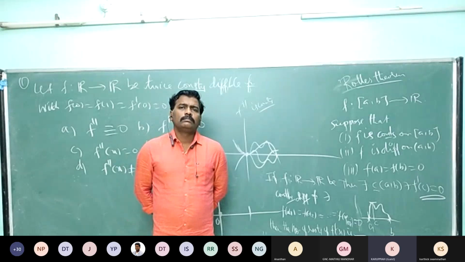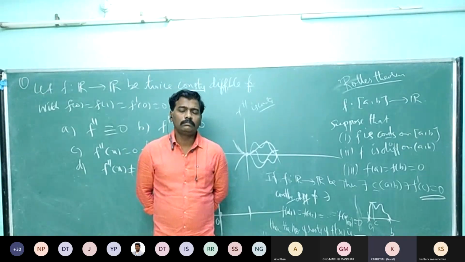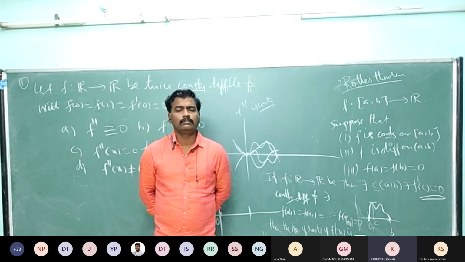It is a polynomial of at least degree n, because it has n different roots. So its derivative is a polynomial of degree n minus 1, so it has n minus 1 roots.